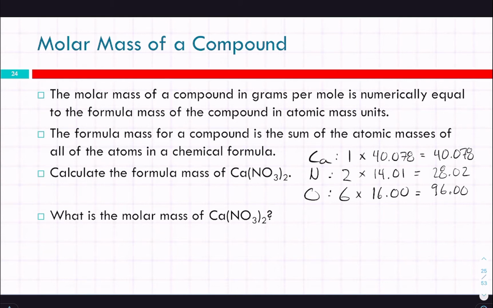And then we'll add all of these together. So 96 plus 28.02 plus 40.078 is 164.10, because we're adding here, and these only have 2 decimal places, so we only keep 2 decimal places for our significant figures. So the formula mass is 164.10 AMU. The molar mass is 164.10 grams per mole. So they end up being the same. So this will be a process for calculating the molar mass for any compound.